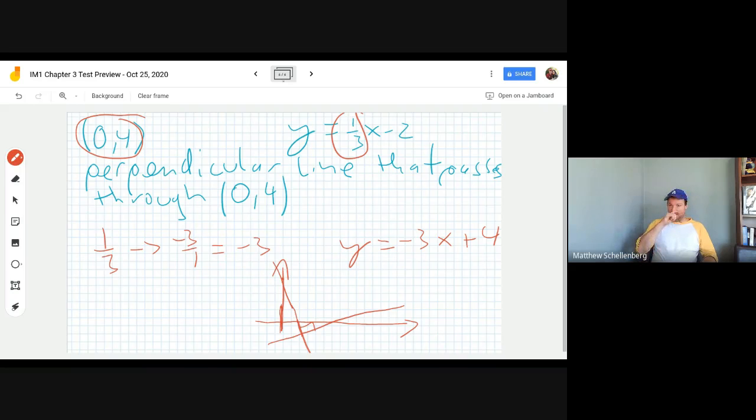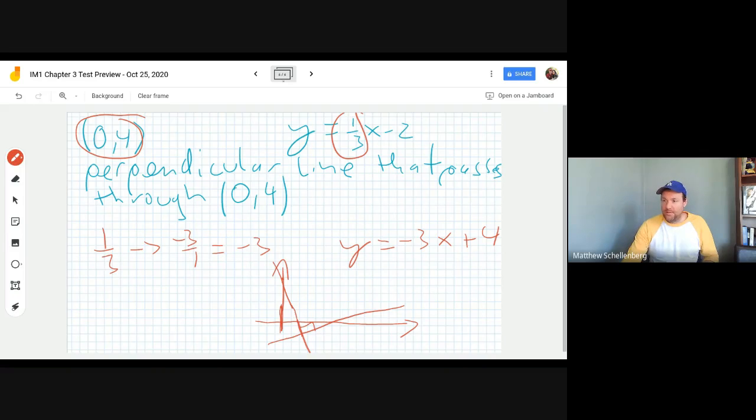But you don't have to sketch it in order to figure out what it is. You just find the negative reciprocal, and hopefully they're nice, like it was here, and they just give you the y-intercept. If they're not nice, well, if they want a certain point, you just have to plug in the point and then solve for b. But hopefully it won't come to that.